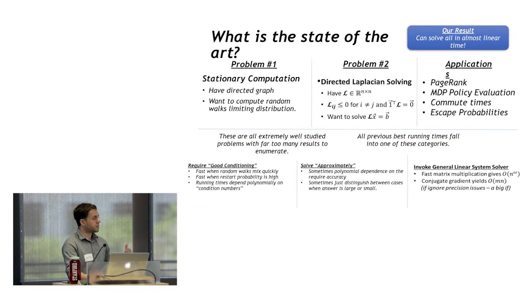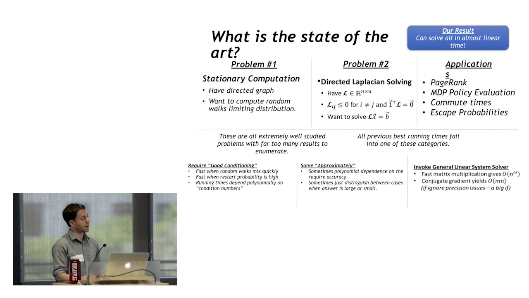All right, so now if you want to try to solve these problems, unfortunately, you still have these issues that I said, that processing directed graphs is hard. If you look at the state-of-the-art algorithms for solving these problems, they essentially fell into one of a few categories in the previous work. Either there were fast algorithms when the problem was fairly well behaved, so say random walks on the directed graph mix quickly or the matrix was well conditioned.